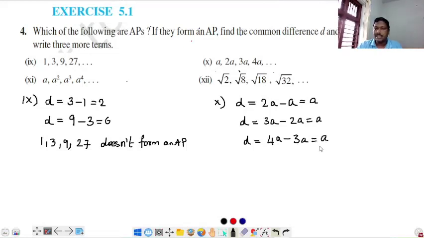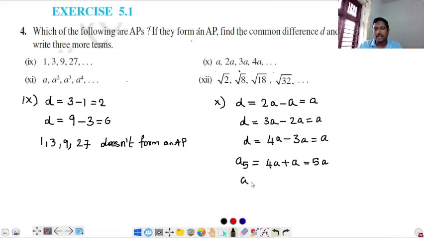So we got the same common difference for all of them. This forms an AP, so we can find A5. A5 is equal to this 4A, the fourth term, to which you have to add the common difference A. You will get 4A plus A, which is 5A.